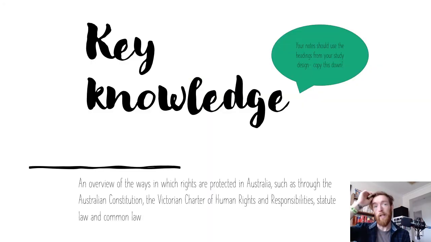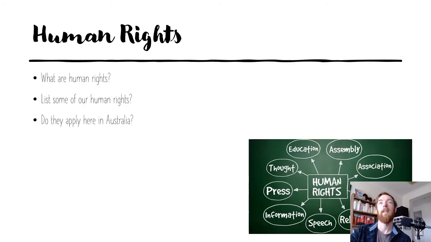So the key knowledge that we're going to be looking at here is an overview of the ways in which rights are protected in Australia, such as the Australian Constitution, the Victorian Charter of Human Rights and Responsibilities, statute law, and common law. So these various ways have our rights outlined in them and how they are protected. So human rights, what are human rights?